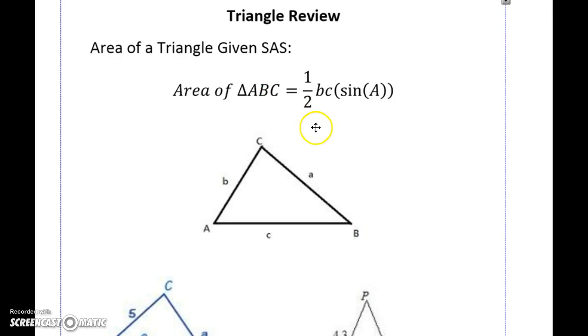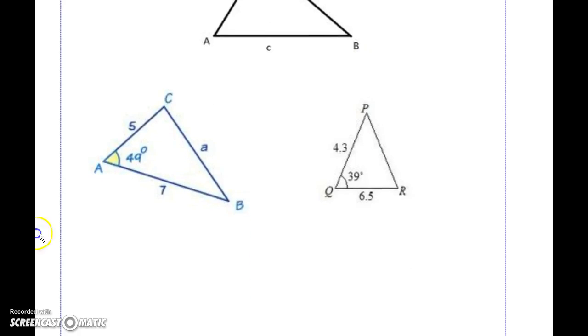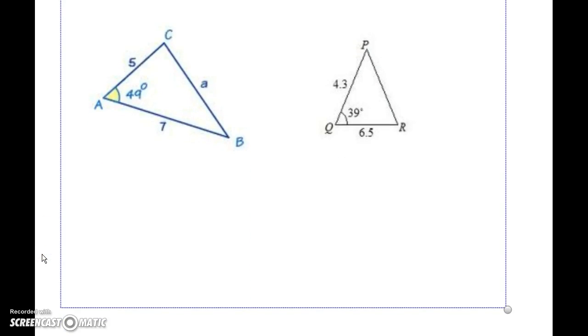So here in this formula, 1/2 BC sine of A, that means 1/2 times the length of side B times the length of side C times the sine of angle A. And angle A is squished between B and C. So let's take a look at this problem right here.